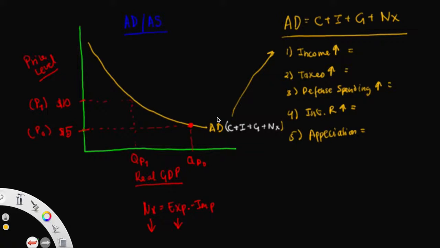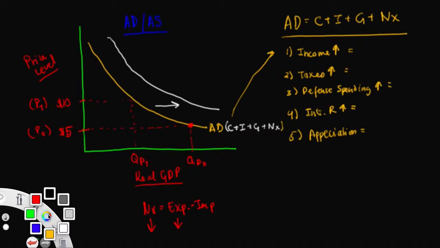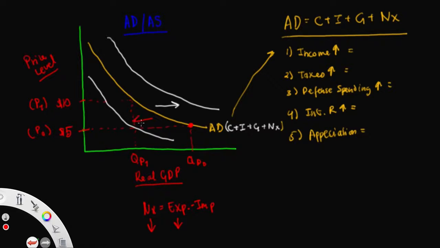Hey guys, as a continuation from the last video, we're going to be talking about certain shifts in aggregate demand and why they occur. As we talked about in the last video, we know that aggregate demand is made up of consumption, investment, government spending, and net exports. And the aggregate demand curve can shift either to the right, if it's an increase in aggregate demand, or to the left, which is a decrease in aggregate demand.